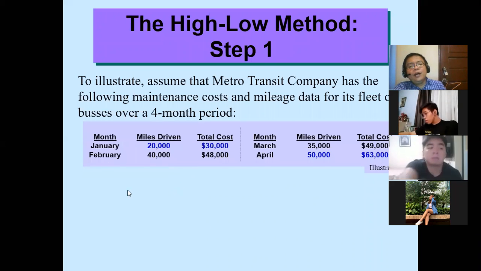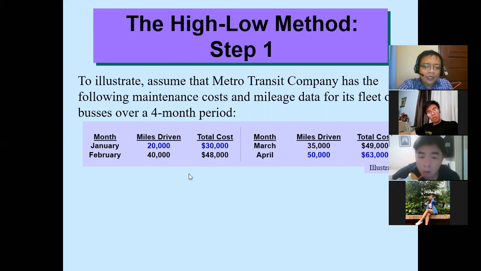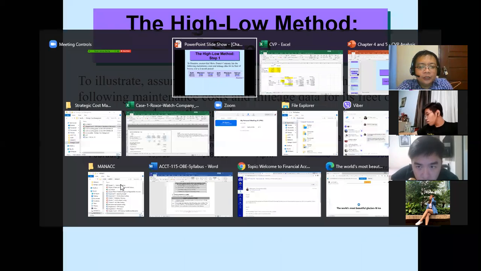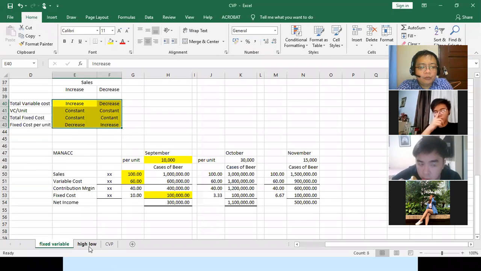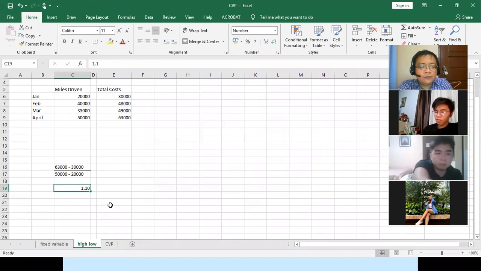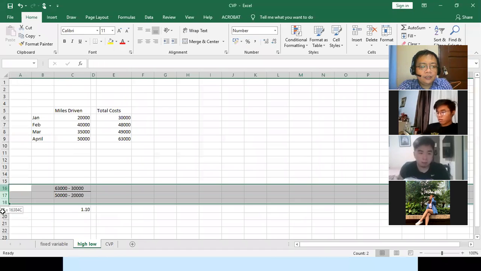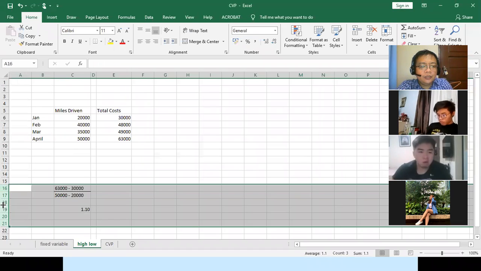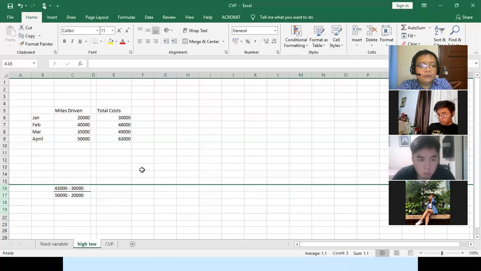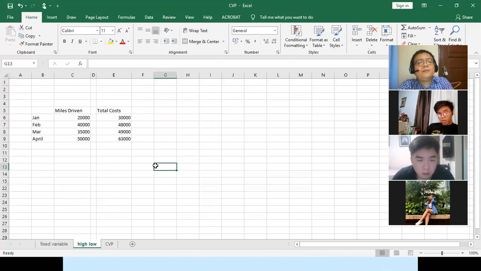Alright. Halimbawa, ito yung ating information. Alright. So, ito na pala yung high-low method. Let's say, naka-hide ito. Hindi ko natapos. Alright. Ito na ha. Ano yung una mong gagawin?